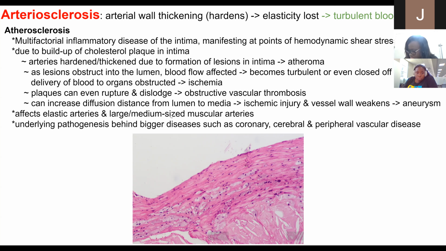Blood supplies nutrients to everything, right? So if you're increasing the distance because now you have this plaque in the way, your media is not going to get the nutrients that it needs from the blood. So that's going to also cause you issues later on because now the media is going to become weakened. But the big thing to understand is atherosclerosis is usually due to a multifactorial inflammatory disease of the intima. The intima is being targeted. That's why we're having issues. That's why we're going to have the end organ ischemia eventually down the line, right? So it affects your elastic arteries and your large and medium-sized muscular arteries, also why we're super concerned.